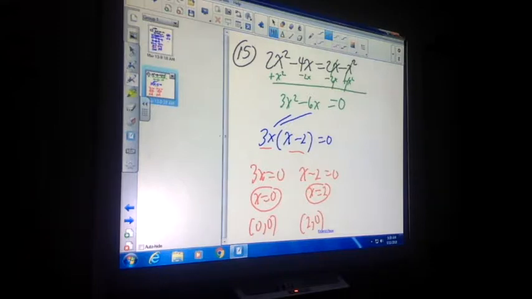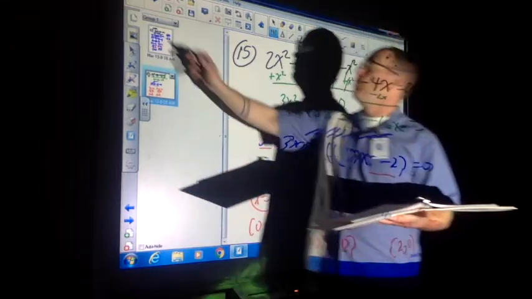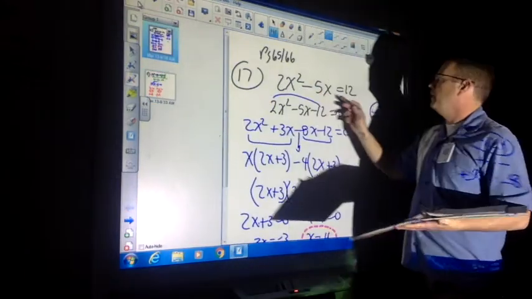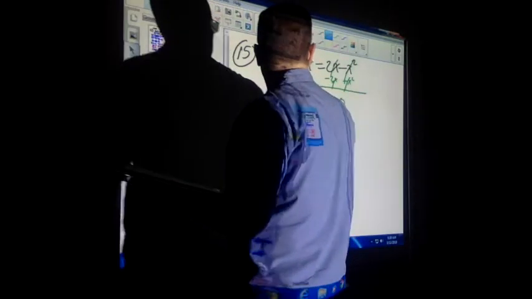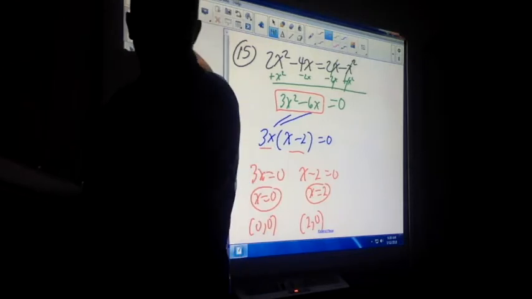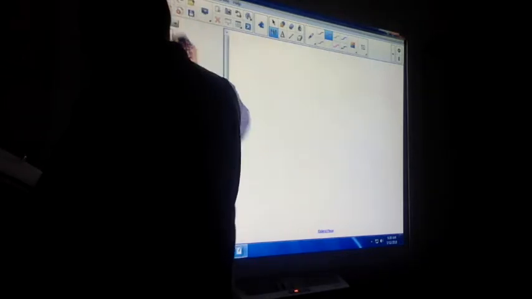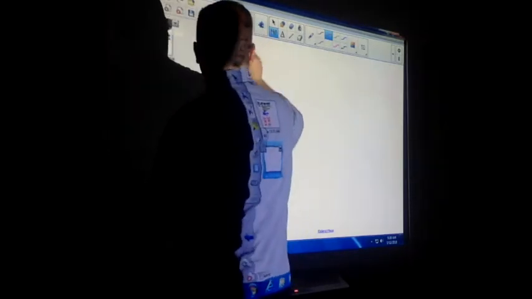Any other questions on pages 65 and 66 you would like to take a look at? 13. Yeah, me too. 13? Yes. Okay, so let's go back one board. Take a look at this one right here. Okay, you see that? Yeah. And then let's look at 13. I'm on page 66.